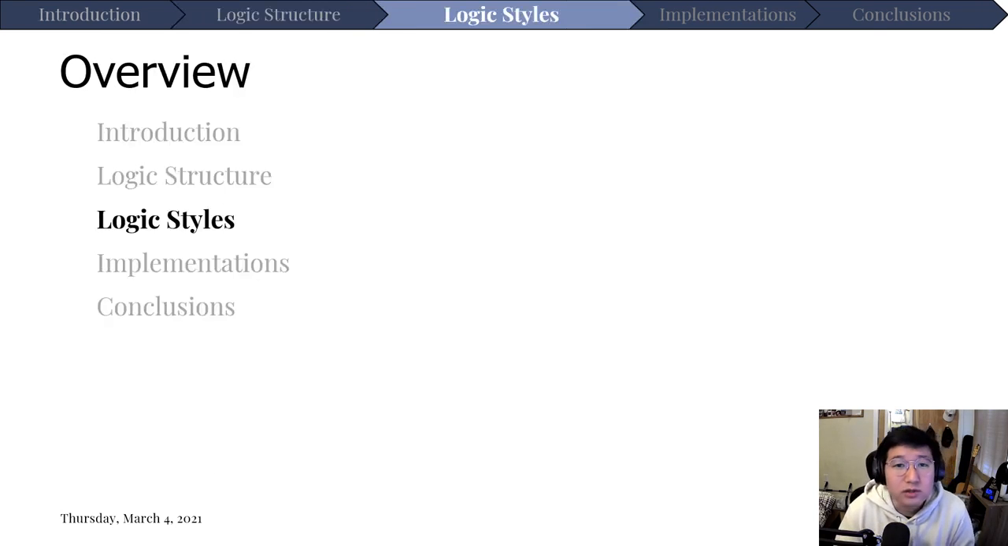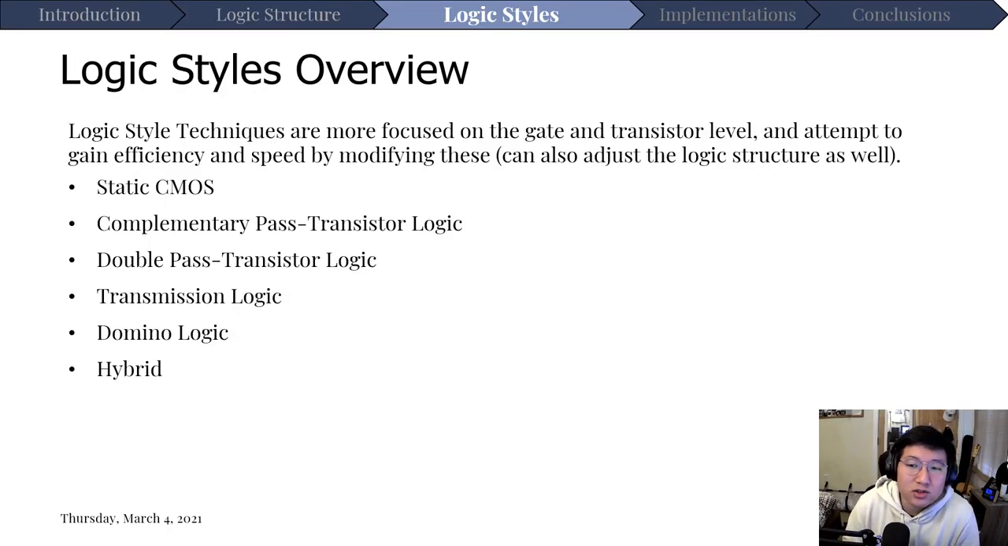So that's what you would do if you want to change the logic structure. Next, we're going to talk about different logic styles. When I'm talking about logic styles, generally this is changes at the gate and transistor level, trying to gain efficiency and speed by modifying these.